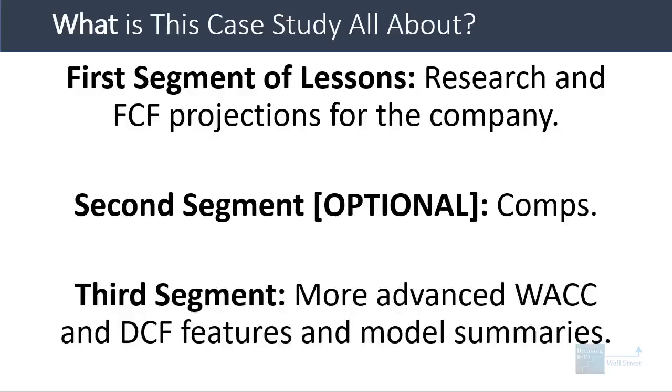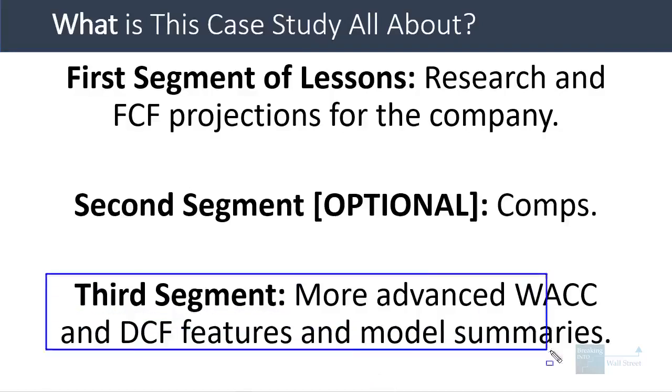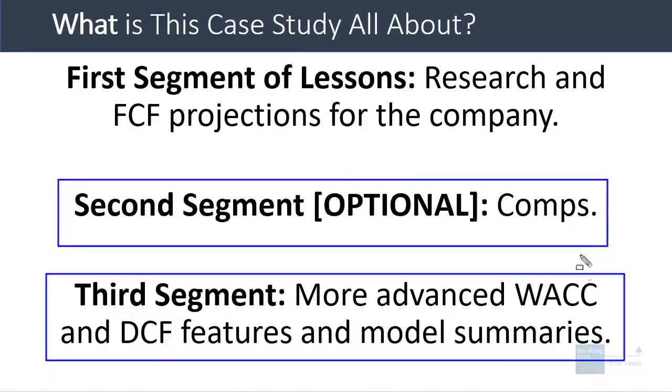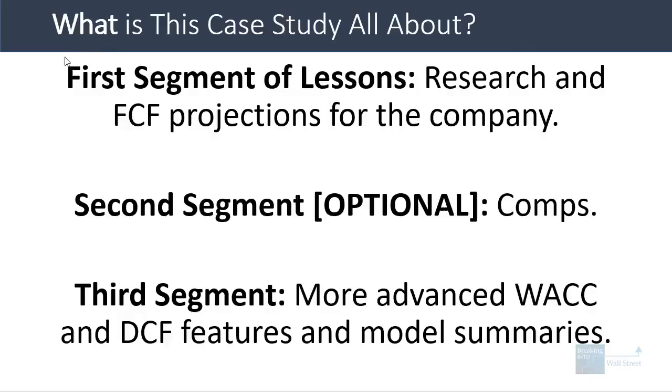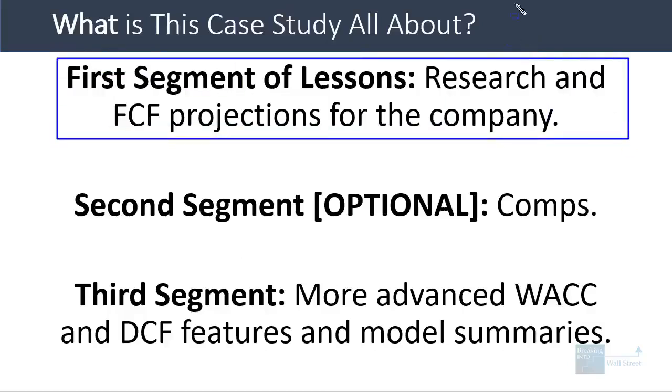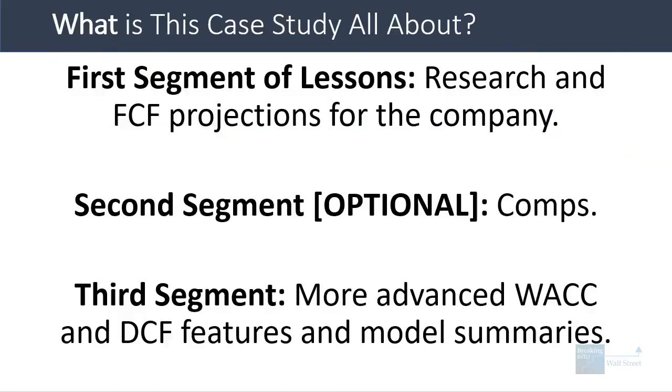And then the third segment of the lessons here will be about more advanced WACC, weighted average cost of capital, and DCF features and how to create some model summaries. You don't need to do anything in this third segment to pass a case study or a modeling test, but it could come up, and depending on the company you're analyzing, some of these may be useful. So I wouldn't say this is as optional as the second segment, but if you're pressed for time, definitely focus on the first segment of the lessons here because these will be the most helpful in terms of your own case studies and modeling tests.